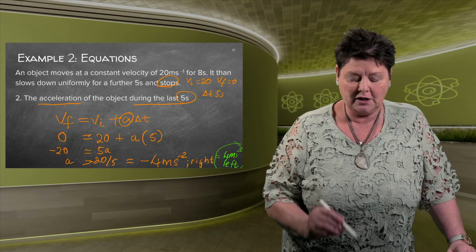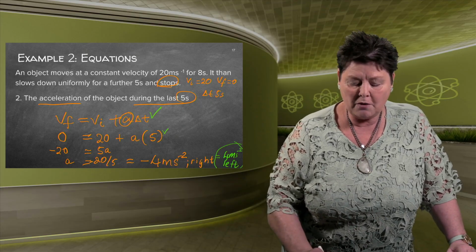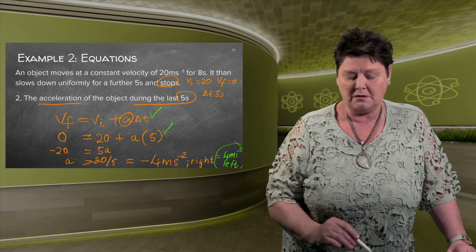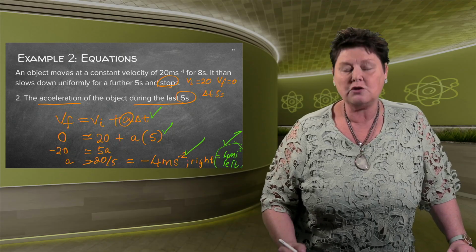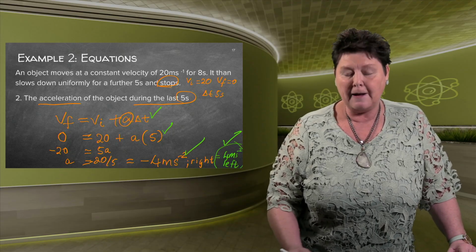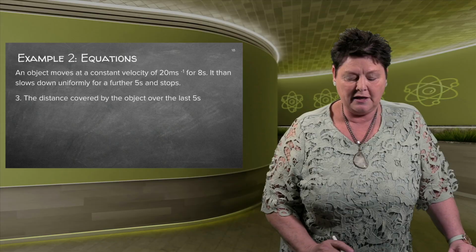Let's quickly have a look at the marks. You will get a mark for the equation. You'll get a mark for substituting the symbols. You'll get a mark for the answer, and it needs to be in the positive way that you put it. You cannot present an answer in a negative way.